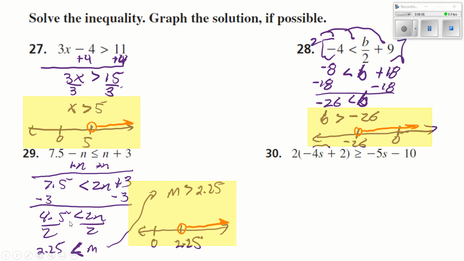So now I have 4.5 is less than or equal to 2n, and there's a little glitch here that I see that he made, so I'm going to have to correct it. There is a line here, which means there should be a line here, and a line in my answer, right? So this should be a shaded in dot.